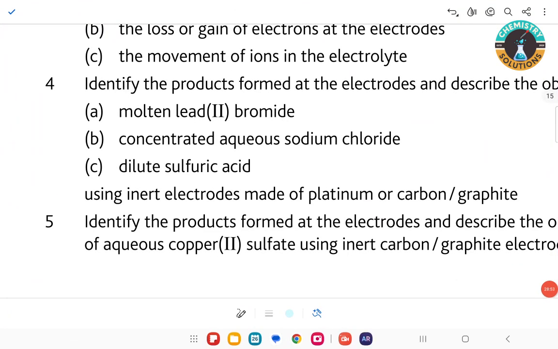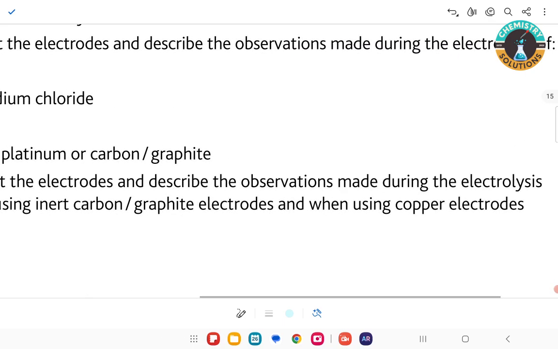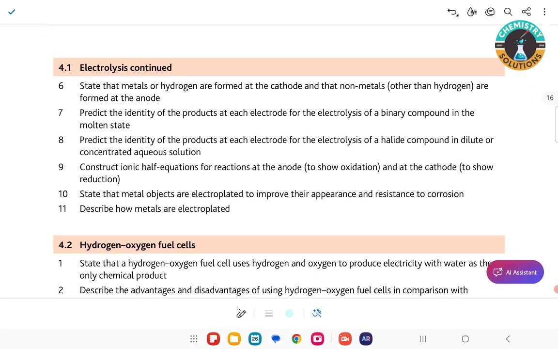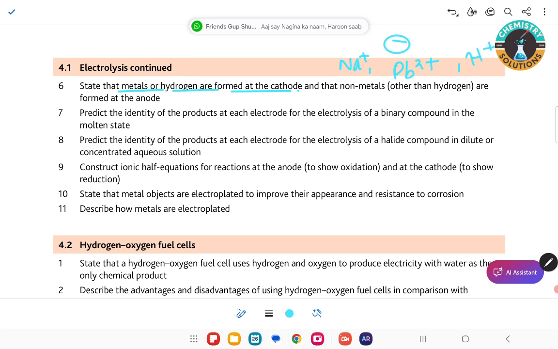We have done the electrolysis when using copper electrodes as well. Next is to state that metals or hydrogen are formed at the cathode and non-metals other than hydrogen are formed at the anode. You all must know that metals or hydrogen are formed at the cathode. The cathode is the negatively charged electrode. Metal ions move towards it, like we have done: sodium ions went over there, and also lead ions or hydrogen ions. So metals and hydrogen are formed at the cathode.